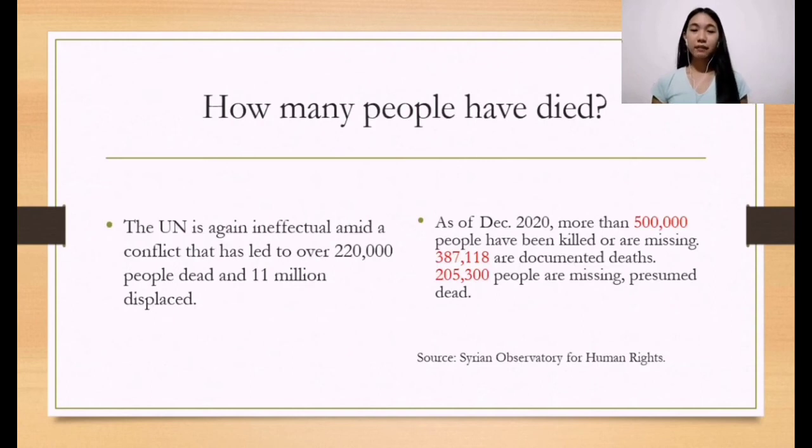The UN is again ineffectual amid a conflict, meaning they couldn't find a way to stop or put an end to the war. That has led to over 220,000 people dead and 11 million displaced. And as of December 2020, more than 500,000 people have been killed or are missing. 387,118 are documented deaths, while 205,300 people are missing and presumed dead. This is according to the Syrian Observatory for Human Rights.